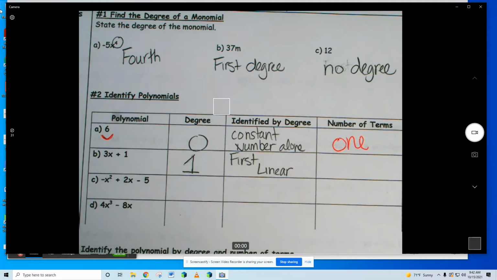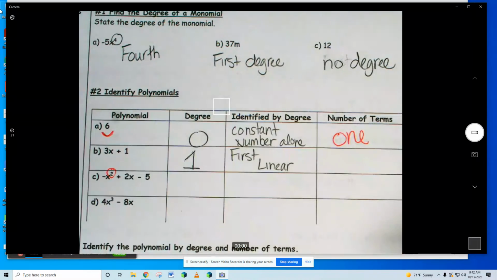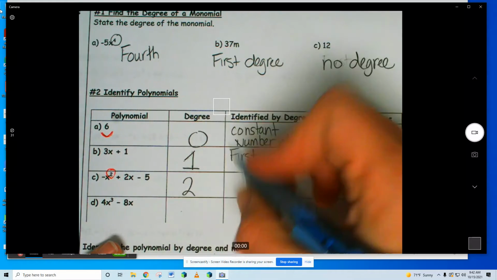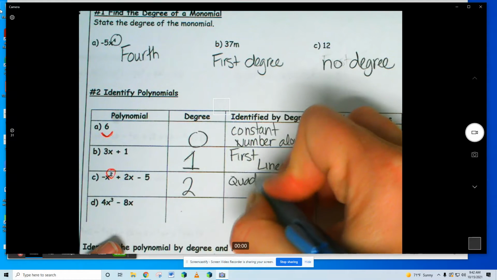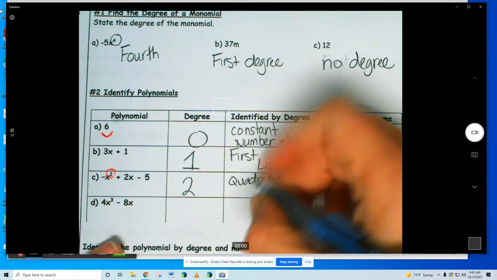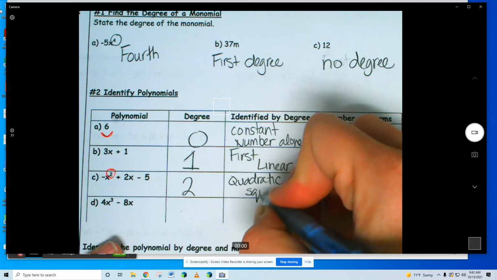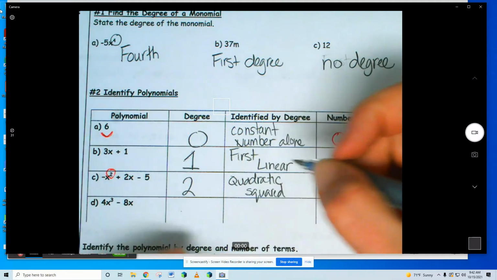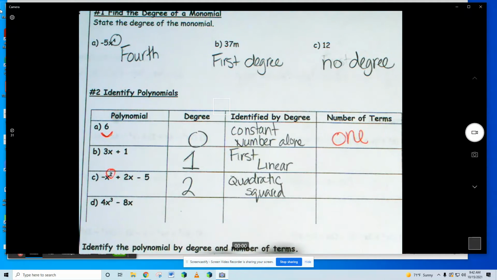Negative x squared plus 2x minus 5. What degree is this? What's the largest exponent you see? A 2. This is called a quadratic. Second degree quadratic. I would also say squared. Or second degree. I could say lots of things.